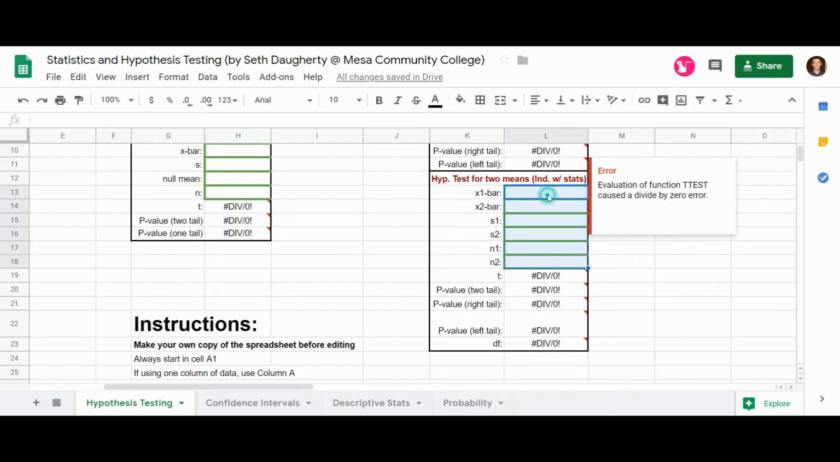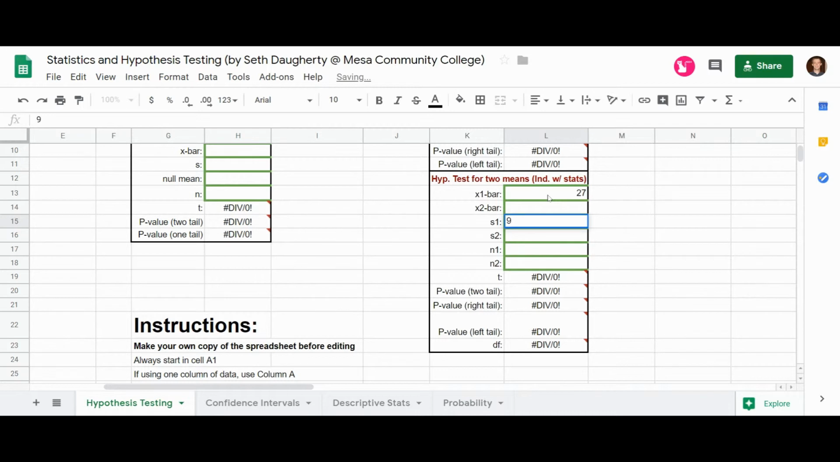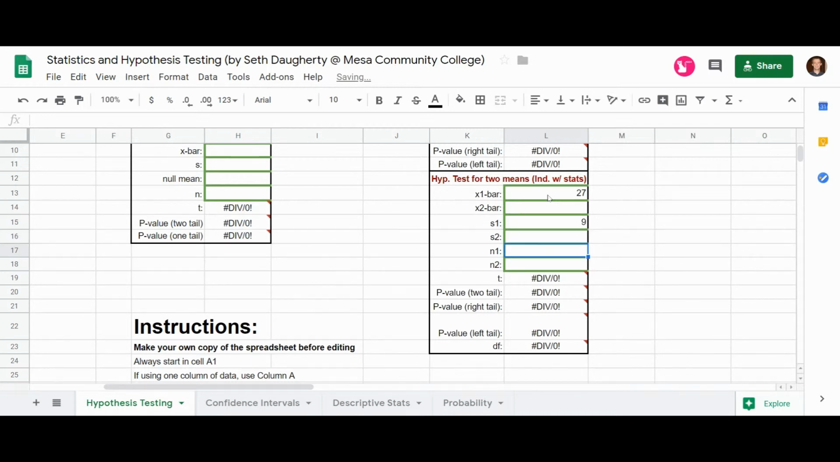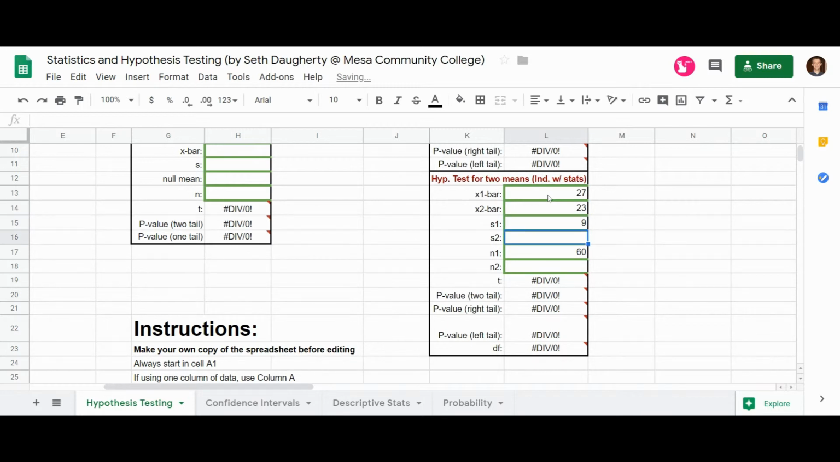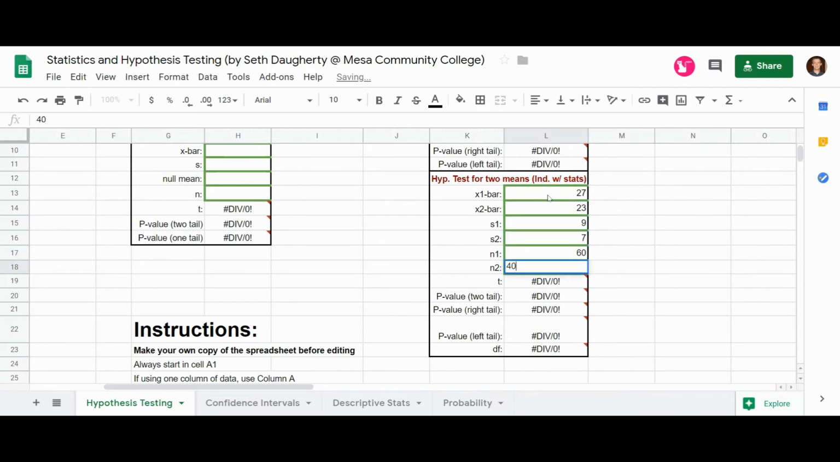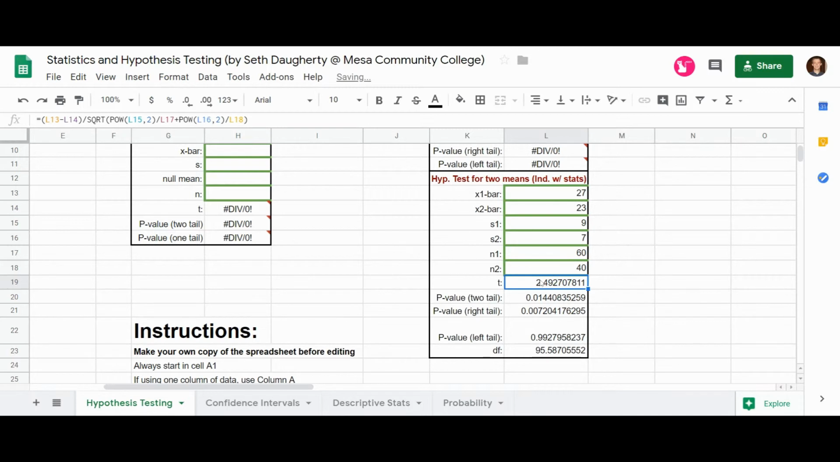And remember, we had a mean of 27 among the Presbyterians with a standard deviation of 9 and a sample size of 60. And then among Catholics, the mean was $23, the standard deviation was 7, and the sample size was 40. And notice we get this t value, this is our test statistic, and then we have these p values here.